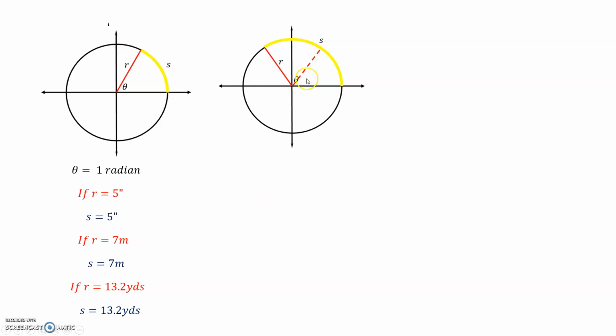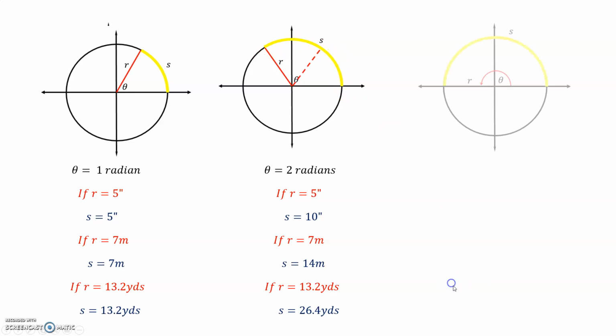But now in this case, our theta, the opening, is exactly 2 radians. Again, from here to here would be 1 radius, and this would be a second radius, making the angle 2 radians. So, if the radius was 5 inches, the arc length would be 10 inches, because from here to here is 1 radius, 5 inches, and from here to here, a second radius, 10 inches. If the radius was 7 meters, then the arc length is double that. And the reason it's double is because the angle is 2 radians. And if the radius was 13.2 yards, then the arc length would be double it because the angle is 2 radians. So we see a direct correlation between how big the angle is in radians and how long the arc is.